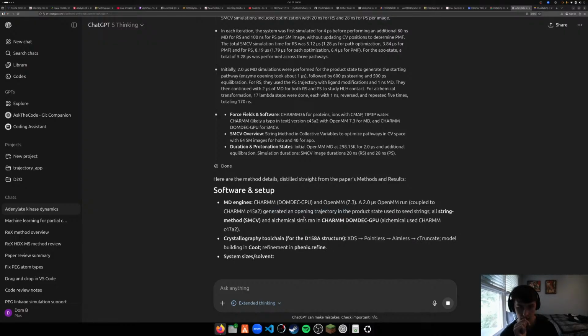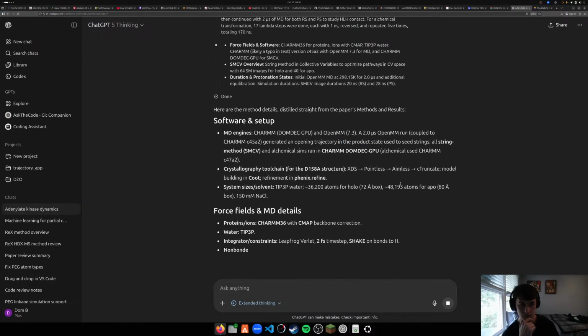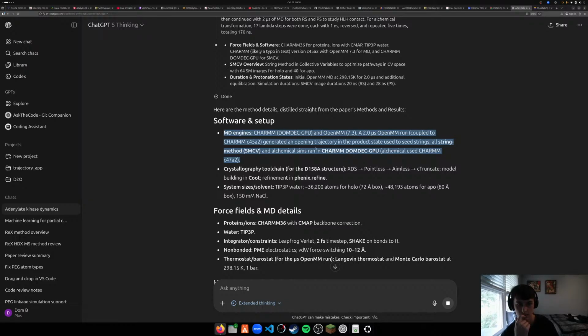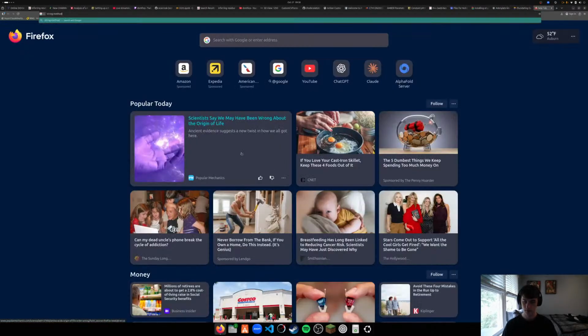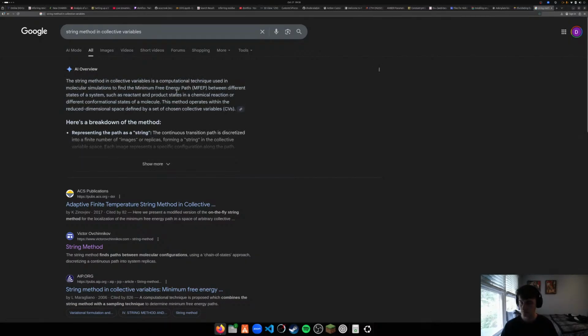Alright. Generated an opening trajectory and product state used to seed strings. String method. What is the string method? It's a computational technique used to find the minimum free energy path between different states of a system, reactant and product states in a chemical reaction. This method operates within reduced dimensional space.